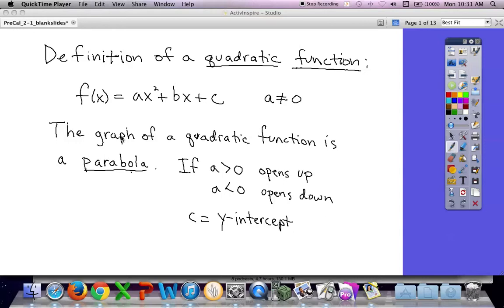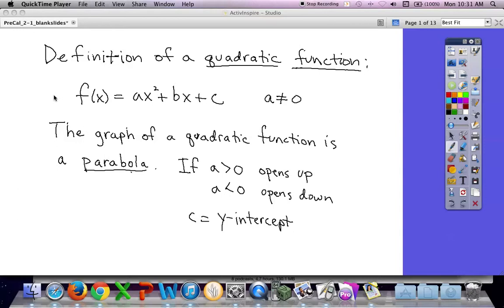Because what kind of function would it be if a equals 0? It wouldn't be a quadratic anymore, would it? So it just says a doesn't equal 0 because if a is 0, you don't have a quadratic term, right? It's not that you can't divide by 0 or anything. That's not a problem.